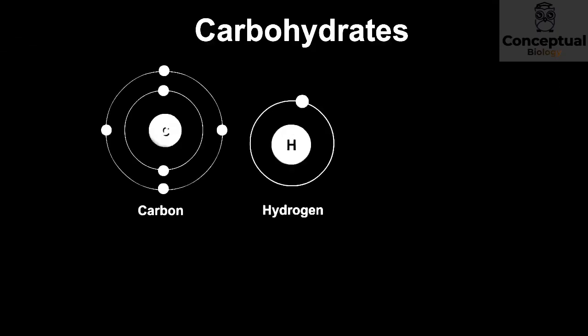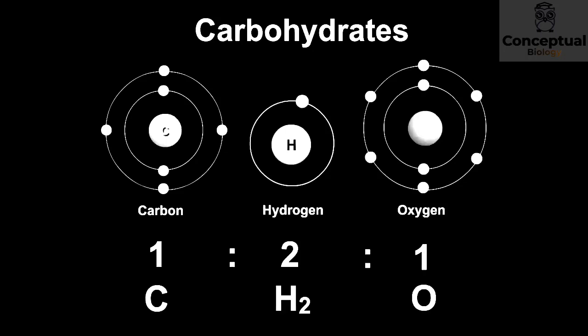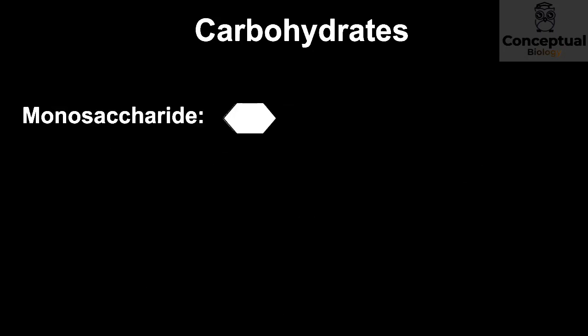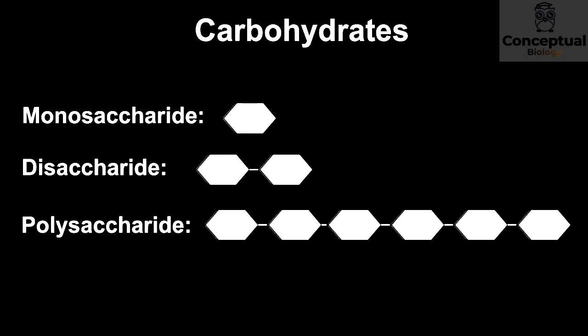Carbohydrates are biomolecules that are composed of carbon, hydrogen, and oxygen atoms in the ratio of 1 to 2 to 1. We can represent the proportion of these elements within carbohydrate molecules with the formula CH2O. Most carbohydrates are characterized as either monosaccharides, disaccharides, or polysaccharides. The term saccharide is just another word for sugar.